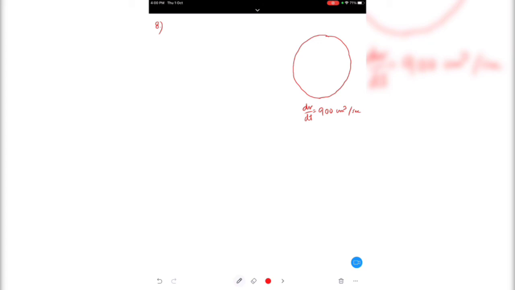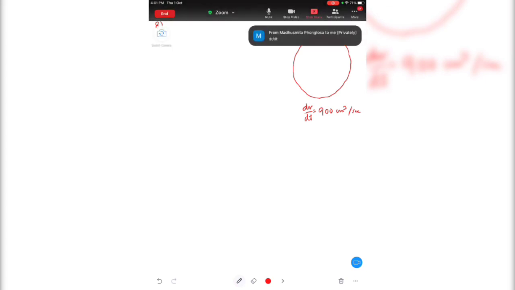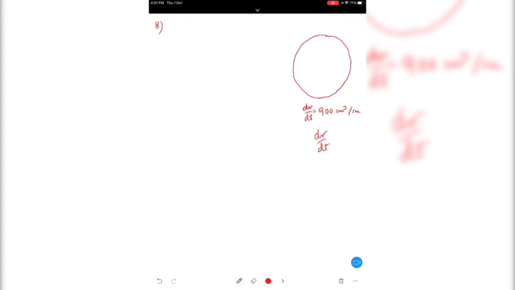Tell me what they have asked you to find. Very good. Yes, we have to find dr dt. Find the rate at which the radius of the balloon increases. Very good. So let us find.